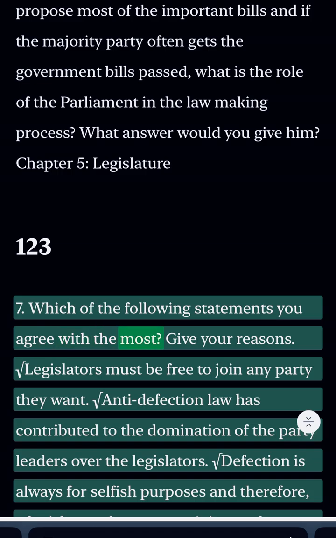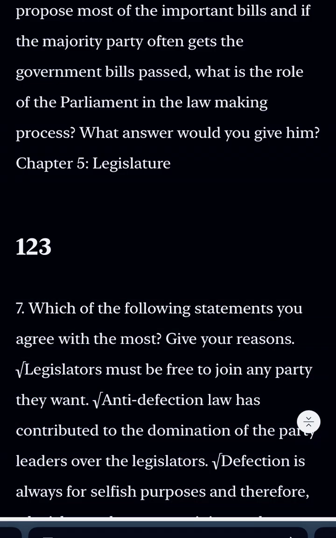7. Which of the following statements do you agree with the most? Give your reasons. Legislators must be free to join any party they want. Anti-defection law has contributed to the domination of the party leaders over the legislators. Defection is always for selfish purposes, and therefore a legislator who wants to join another party must be disqualified from being a minister for the next 2 years.